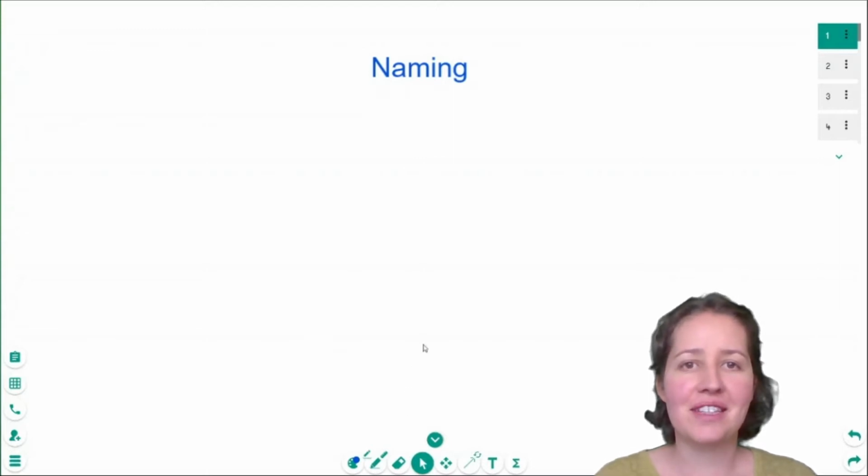Hello, and welcome to this introduction to chemical naming. Here we're going to be looking at how we name chemical compounds and what the rules are.